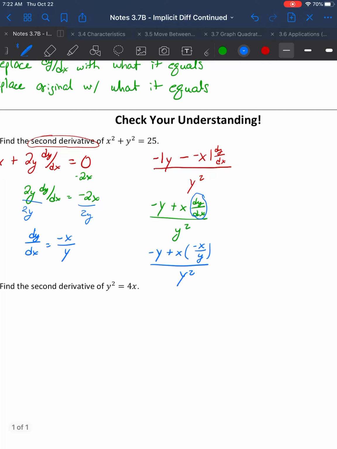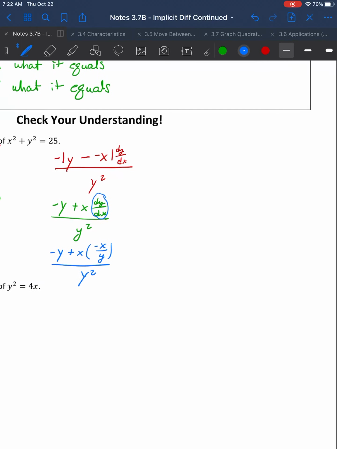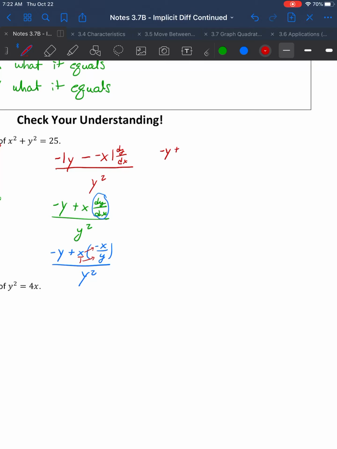But do we know what dy dx equals? Yeah, it's right here. So I'm going to replace dy dx with what it equals. Now I have negative y plus x times negative x over y, all over y squared. If that's over 1, I multiply straight across. So I have negative y plus negative x squared over y squared.